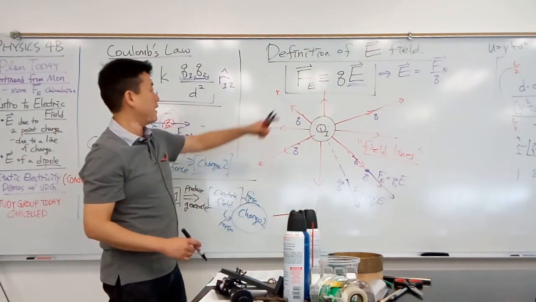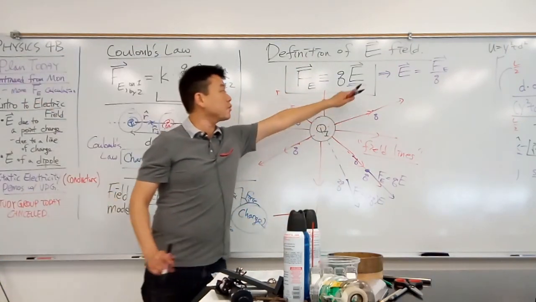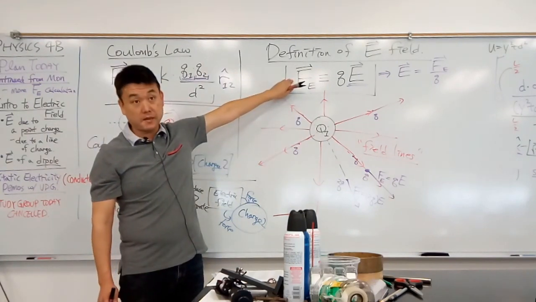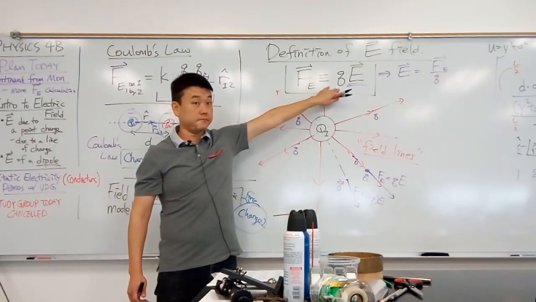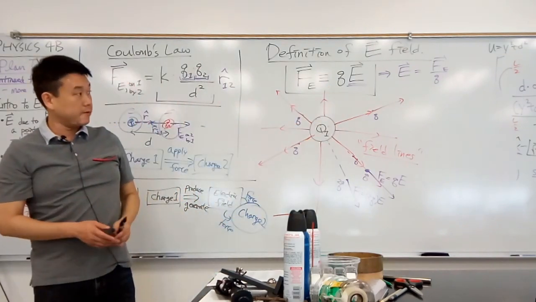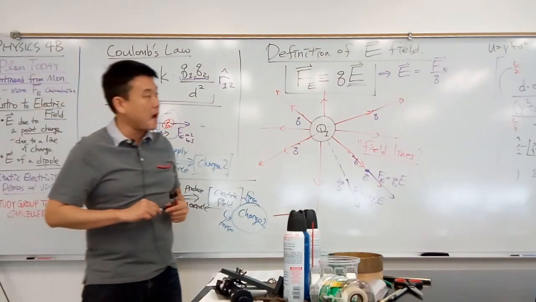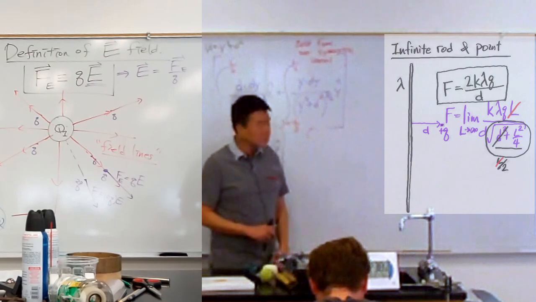Good. Now, I already drew the vectors. Good. So it's a vector quantity. So the electric field points in the direction of what the electric force would be if you place the positive test charge. Good. So this is the vector field. And with this vector field, this is how we can answer the question that I posed here.